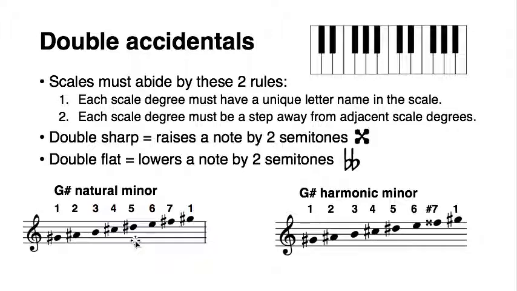So the G sharp natural minor with the subtonic, with the F sharp, sounds like this. Whereas the G sharp harmonic minor with the F double sharp sounds like this.